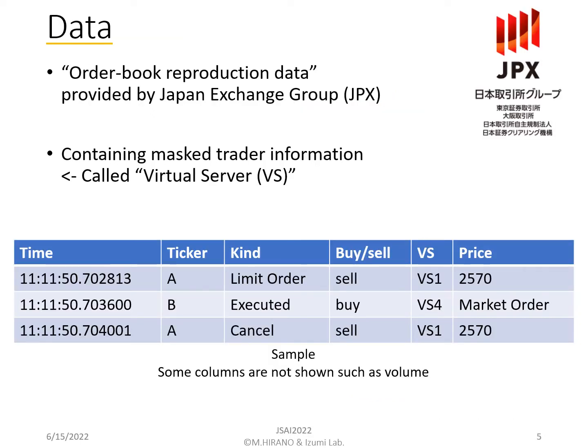This is the explanation of the data we used in this study. The data we used is called order book reproduction data, which is provided by Japan Exchange Group, and this data specially contains masked trader information called virtual server, and using this information we can almost identify which orders come from which traders.